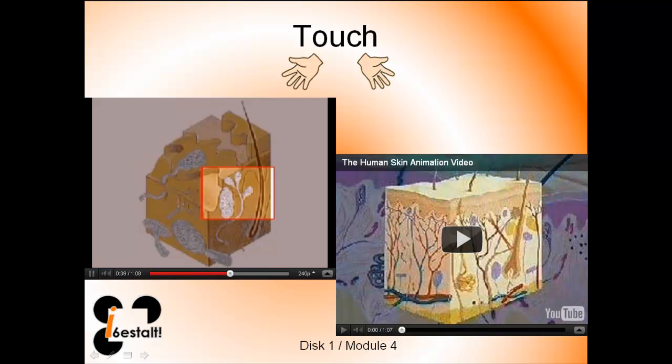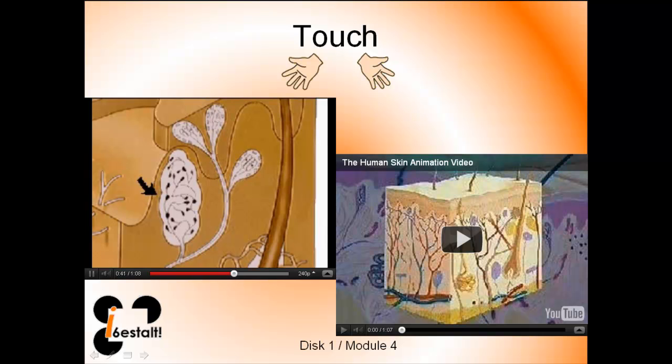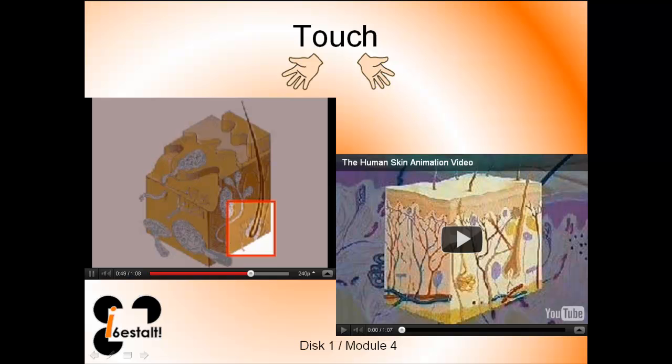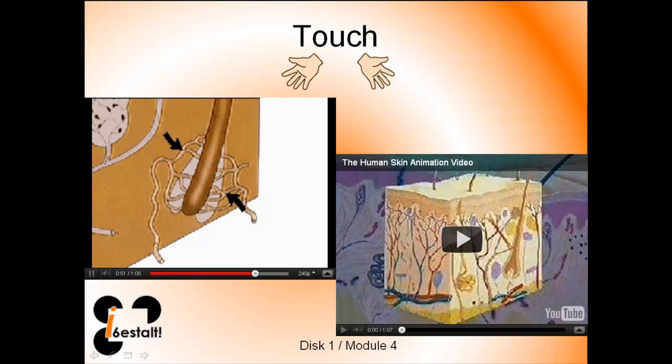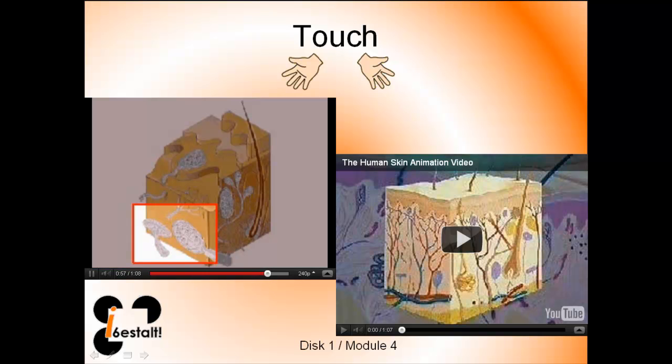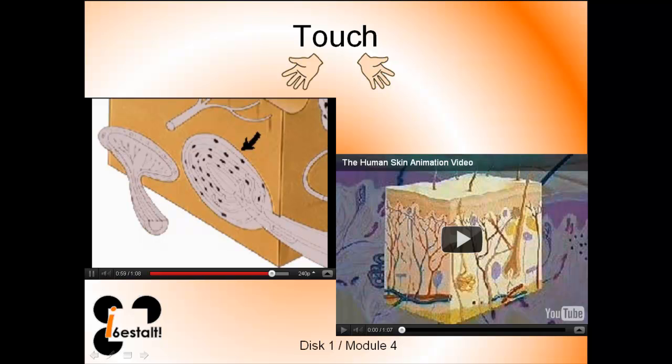Below the epidermis is the dermis. In the dermis are Meissner's corpuscles, which send information to the brain about the texture of the object that is being touched. Nerve endings around the bases of the hair follicles, which are stimulated by movement of the hair. Pacinian corpuscles, which respond to pressure, and Ruffini corpuscles, which respond to changes in temperature.